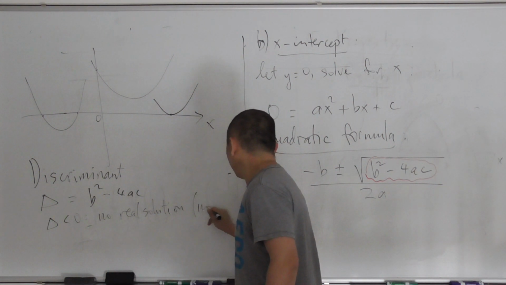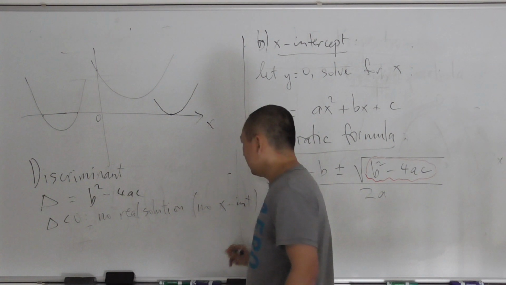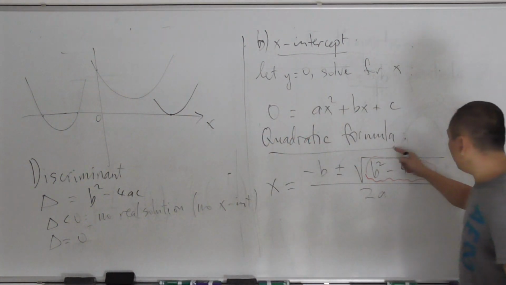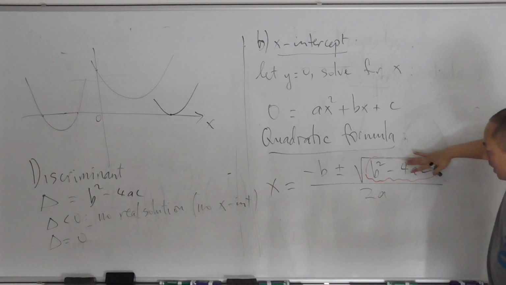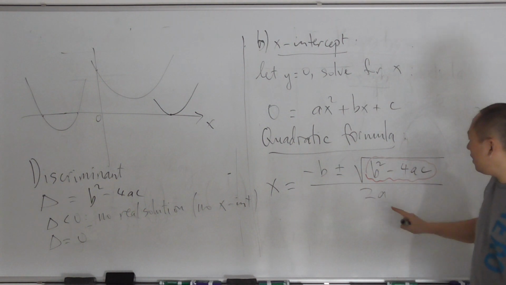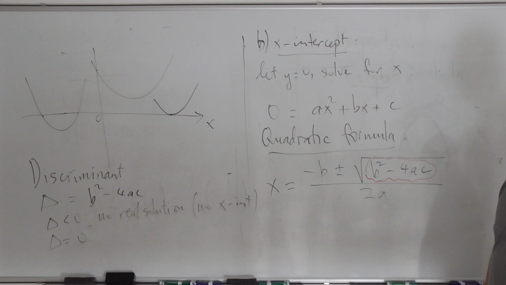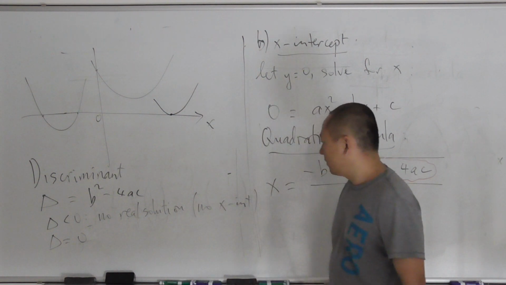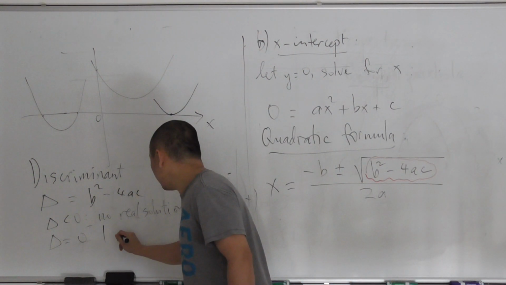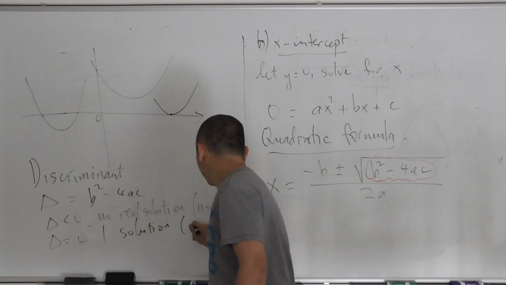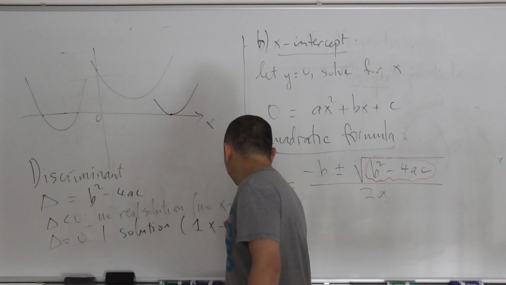This means no x-intercept. What if delta is equal to 0? Now the whole thing right here is equal to 0, so the radical cancels out. You get negative b over 2a. Sound familiar? Negative b over 2a is the x-coordinate of the vertex. It's the point right there. We have one real solution, so we have one x-intercept.